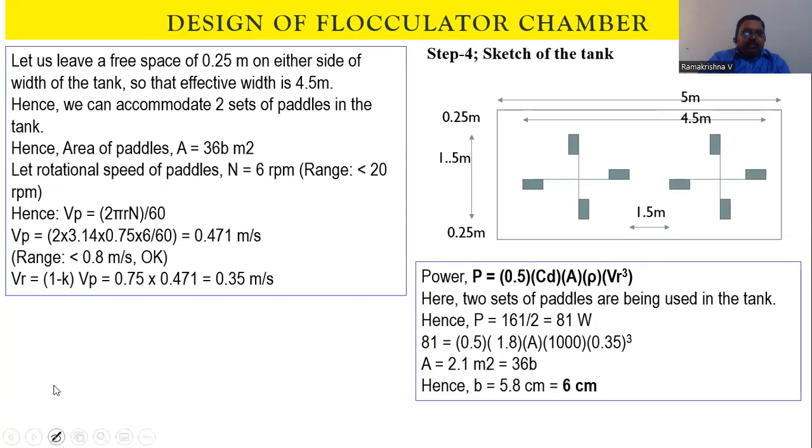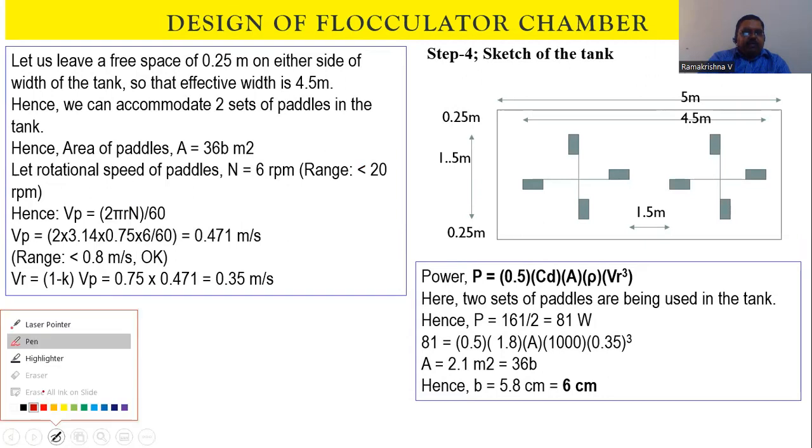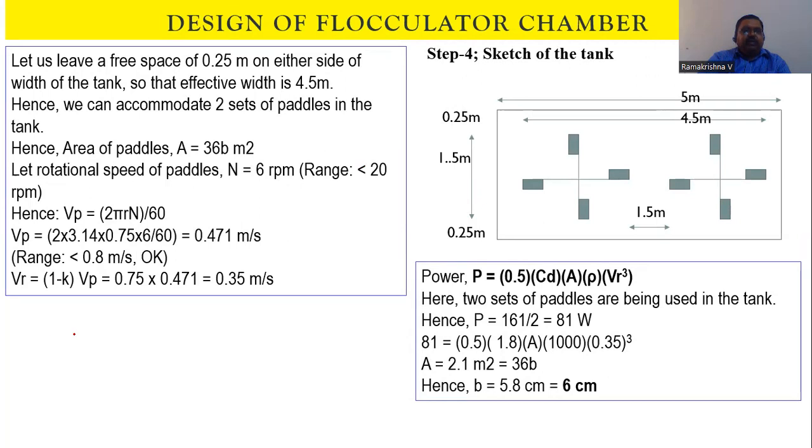So next step is we are going for a calculation on how you are going to calculate the area of the paddles. So area of the paddles you have calculated. Now we have to assume the rotational velocity. Rotational velocity should be less than 20 rpm. I'm assuming 6 rpm here.